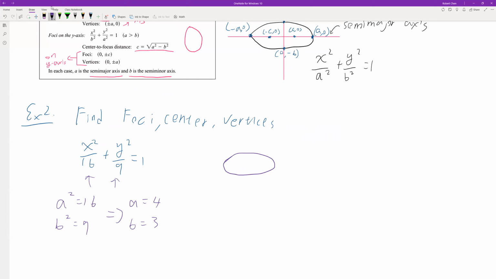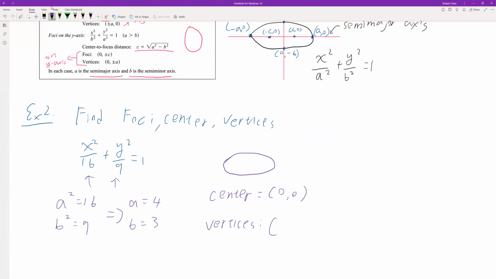All right. So first things first, we know that the center is always (0, 0), since we're not doing any shifting. All right, and we can find the vertices first. Vertices.